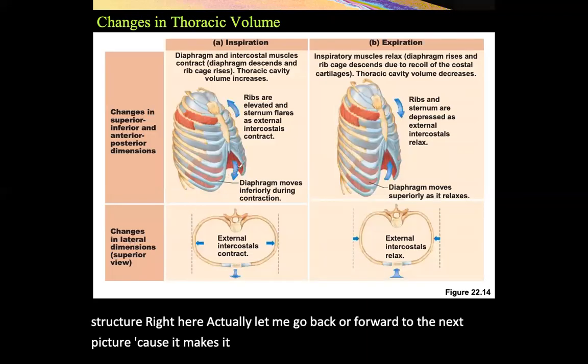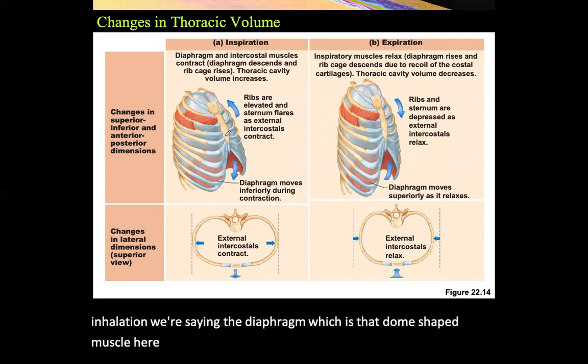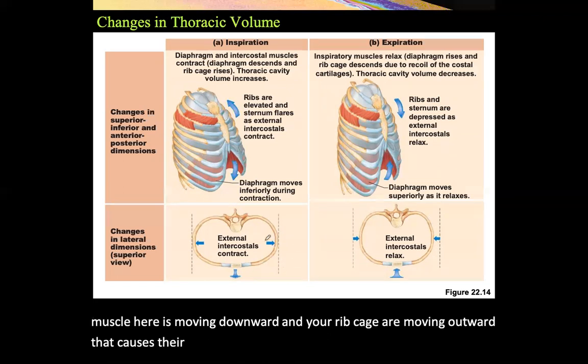So notice that during inspiration, or inhalation, the diaphragm, which is that dome-shaped muscle here, is moving downward, and your rib cage is moving outward. That causes the rib cage to expand, and with it, your lungs to expand.